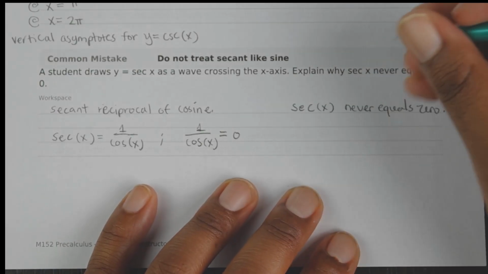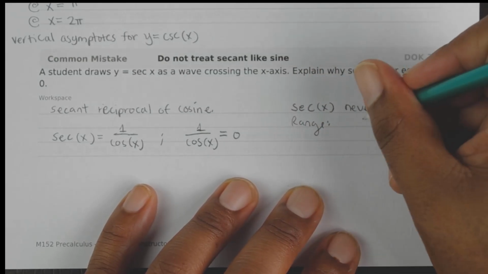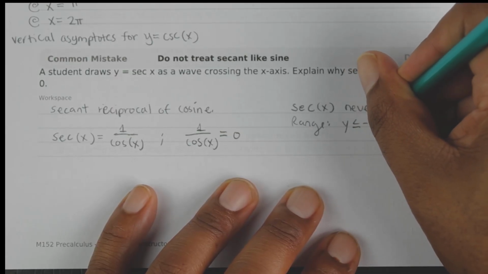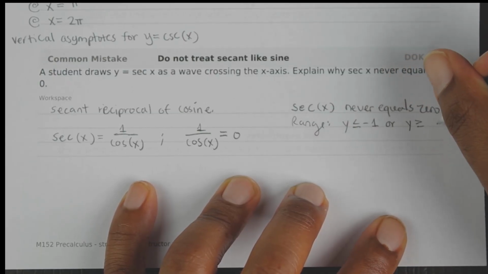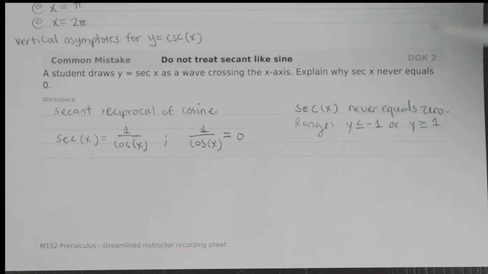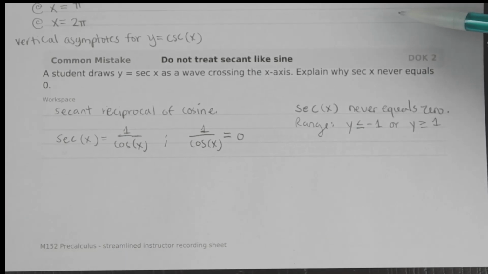The range of this particular problem would be y less than or equal to -1, or we could say y greater than or equal to +1. Okay, so secant should be drawn with separated branches, not as a smooth wave crossing, right?